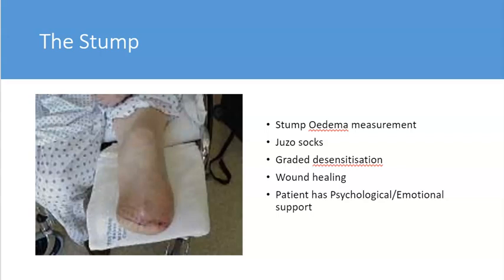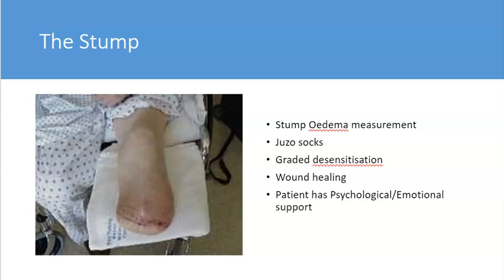So we've got to make sure that the wound has healed. In the photo here, you can see that the wound is healing nicely. There are the surgical stitches in there, and right at the end on the right you can see that the wound is open a little bit, and that's quite normal for a stump.